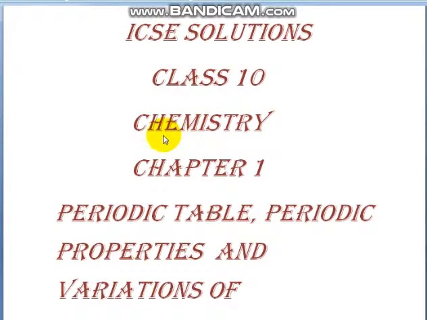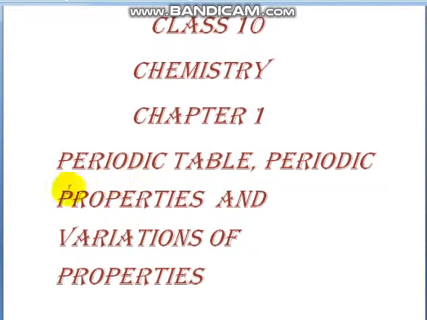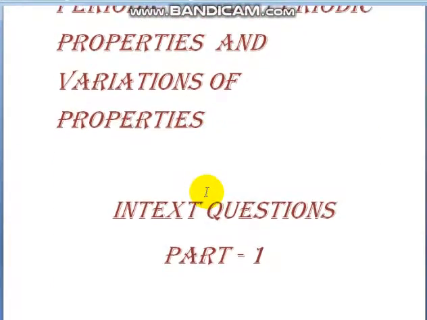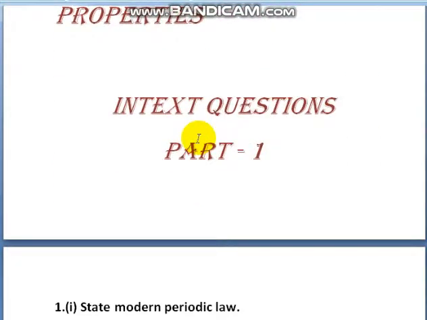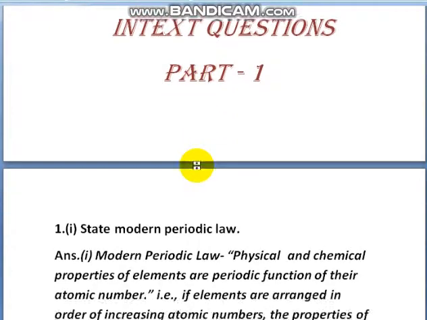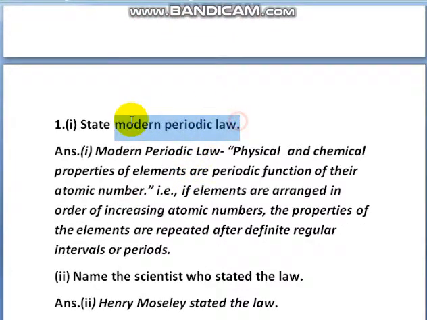And today we are going to solve the Intext questions of chemistry chapter 1. The chapter name is periodic table, periodic properties and variation of properties. There are Intext questions on 2 pages. First one I am discussing here, and our first question is: state modern periodic law.